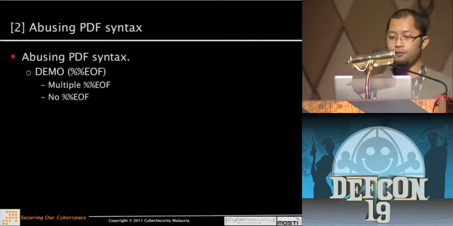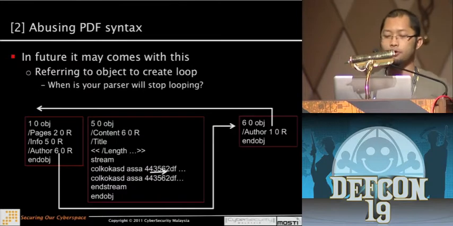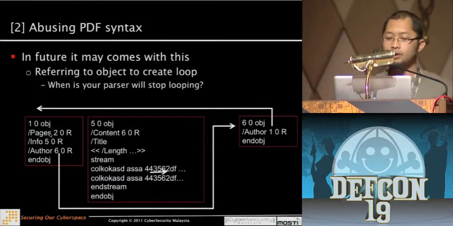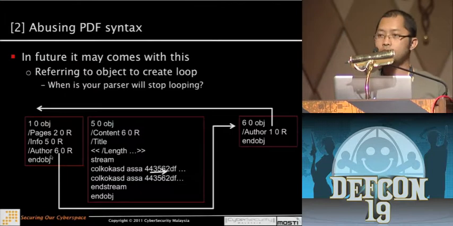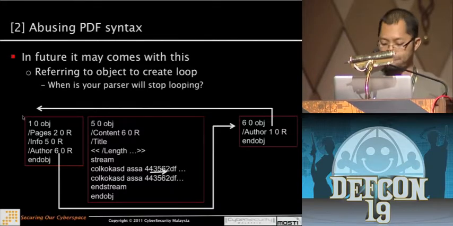For example, in future, I believe the PDF can have something like this: a reference to objects that creates a loop. For example, you have object 1 that has a dictionary for author, which is pointing to object 6 over here, and object 6's author is also pointing to object 1. If you open it with any PDF application, it may stop. But if you're building your own parser, when are you going to stop your loop, right? So that will be interesting to see when we should stop.